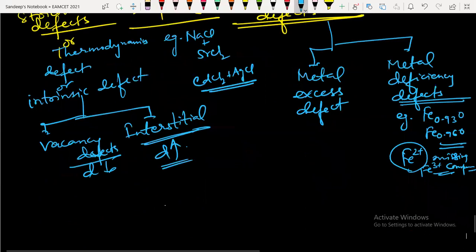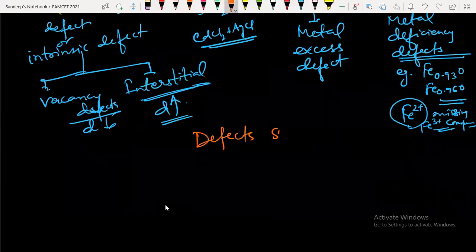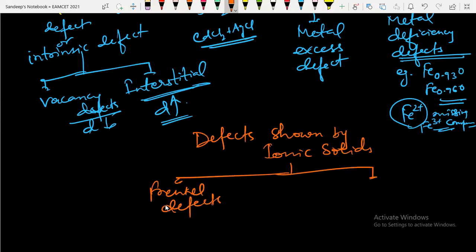The most important defects are coming up, students. These are the defects shown by ionic solids. This is very, very important for your exam. One is called the Frenkel defect. Another is called the Schottky defect.